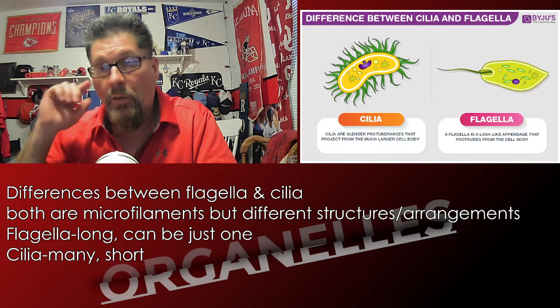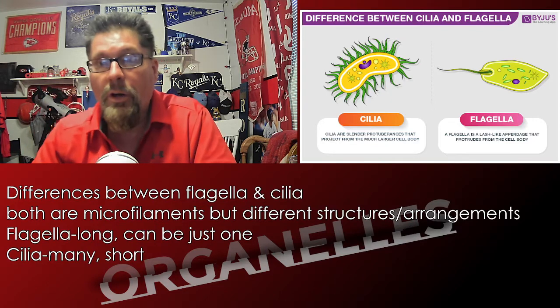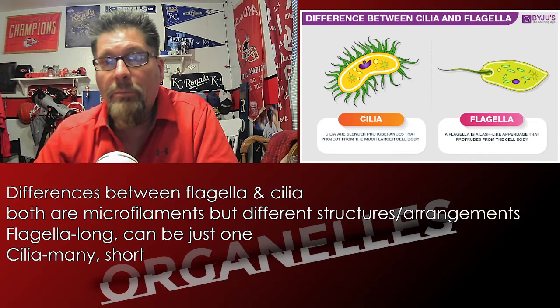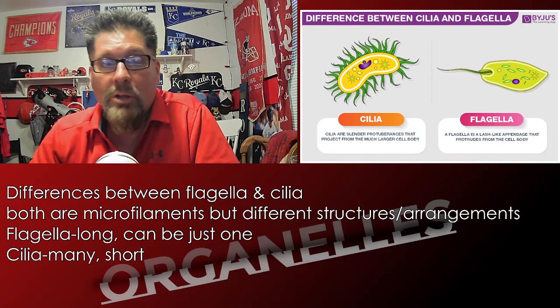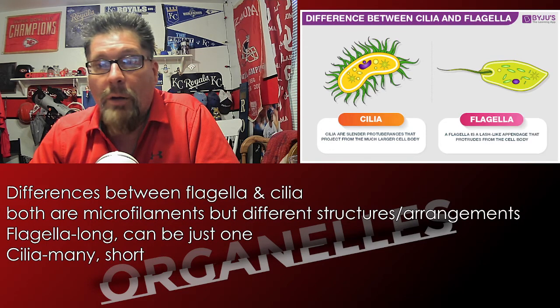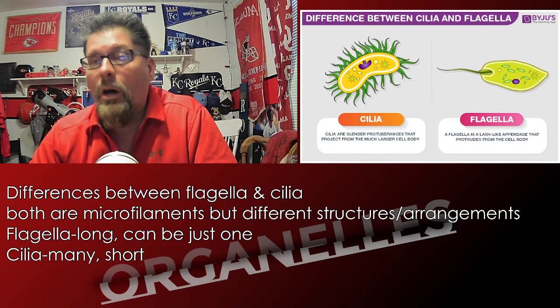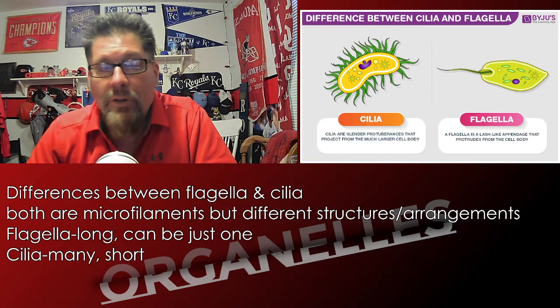Okay, one thing we want to make sure that we understand is the differences between the flagella and the cilia. Now, they're both microfilaments. Microfilaments may not be a word that you're familiar with, but that is an upcoming organelle that we're going to talk about. But they are microfilaments, so they're the same structure, but just have different arrangements. Obviously, the length alone will tell you that. So they're made from the same thing, but different structures.